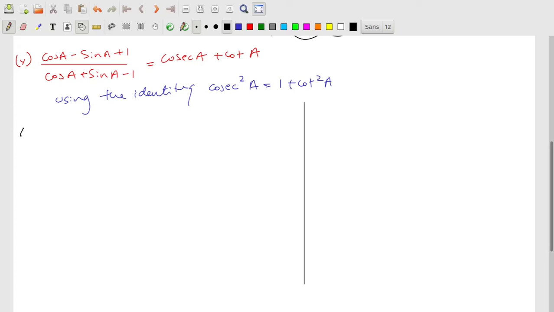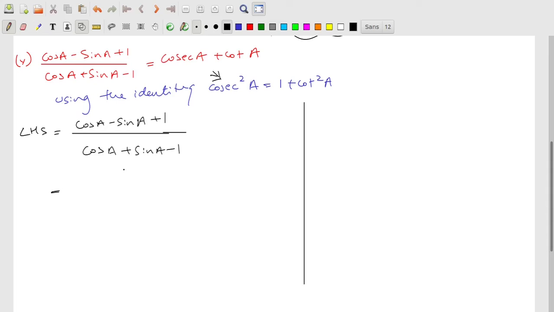So here the LHS is (cos A minus sin A plus 1) in the numerator, and in the denominator cos A plus sin A minus 1, right? Now we need to simplify this expression and then get cosecant A plus cot A, and the hint is given that cosecant square A equals 1 plus cot square A must be used here. So the first thing is you need to get cosecant and cot expressions here. We don't have any cosecant and cot. Now how to get them?